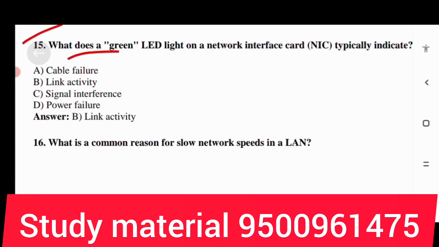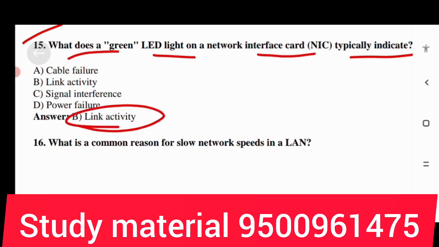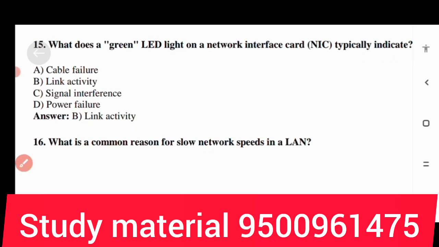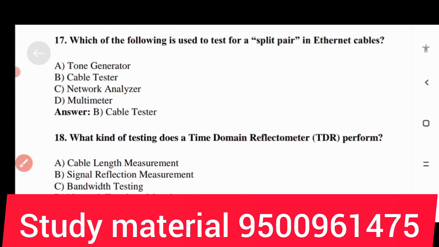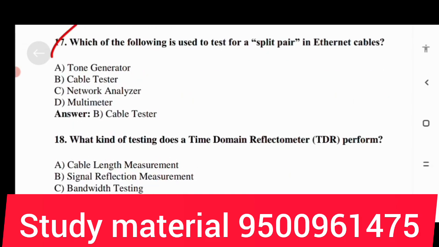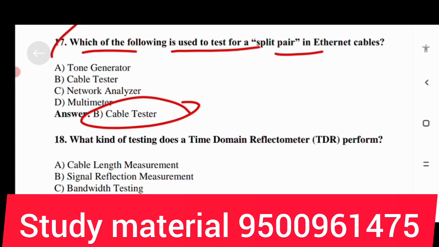What does a green LED light on a network interface card typically indicate? Link activity. What is the common reason for slow network speeds in a LAN? All of them. Outdated hardware, high network traffic, signal interference. Which of the following is used to test for a split pair in Ethernet cables? Cable tester.